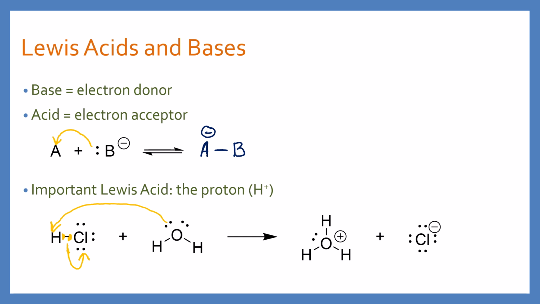So the base is acting as an electron donor. It's donating electrons to form a new bond here. And the acid is acting as an electron acceptor because the electrons are coming to it. And this is what allows a base to act as a proton thief and the acid to act as a proton donor. And then we end up with our conjugate base that has that extra lone pair.